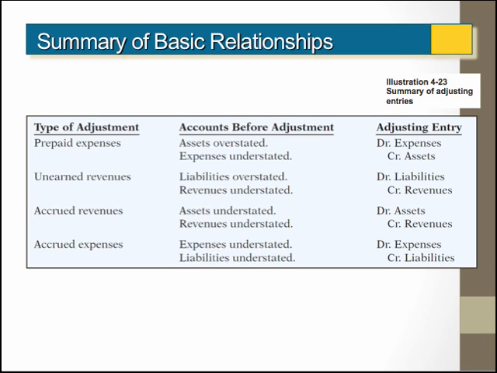Here is a summary of the 4 different types of adjustments we would make at the end of each period. Note in the second column that if we fail to make the adjusting journal entry, what would happen to the various accounts on the balance sheet and the income statement. In order to make those adjustments, in the third column are examples of what the entry would be to make that adjustment to correct the balances.